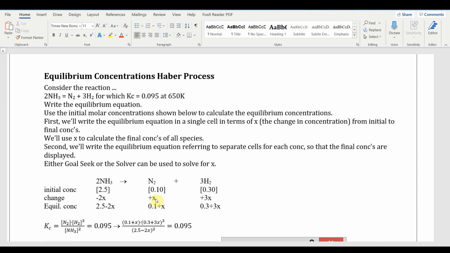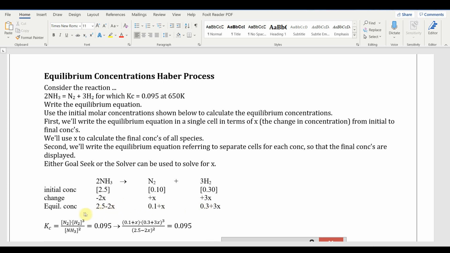For every 2X moles of ammonia that dissociate, 1X moles of nitrogen is produced. So the equilibrium concentration of nitrogen would be the initial concentration of 0.1 molar plus X, or 0.1 plus X. And again, for every 2X moles of ammonia that dissociate from the balanced equation, we can say that 3X moles of hydrogen will be produced. If the initial concentration was 0.3 molar, the equilibrium concentration is 0.3 plus 3X. So we have the equilibrium concentration of all 3 species.